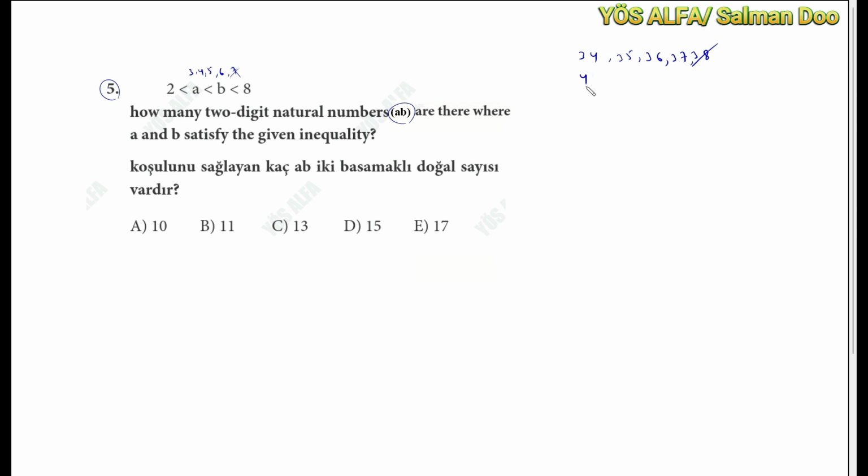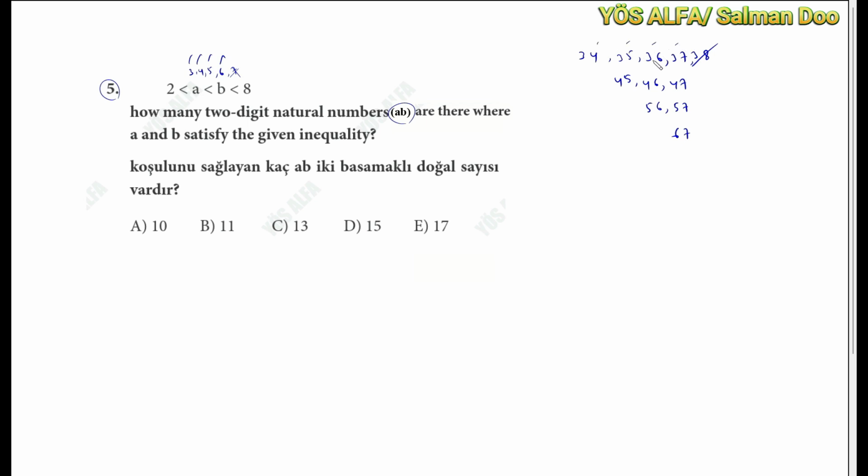If a is 4, then b can start from 5 since b is larger than a. So we have 45, 46, 47, and that's all. If a is 5, then we have b starting from 6, so 56, 57, and that's all. If a is 6, then b has to be 7 only. So how many numbers do we have?